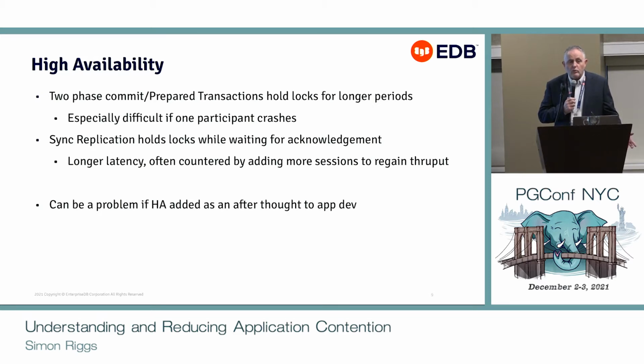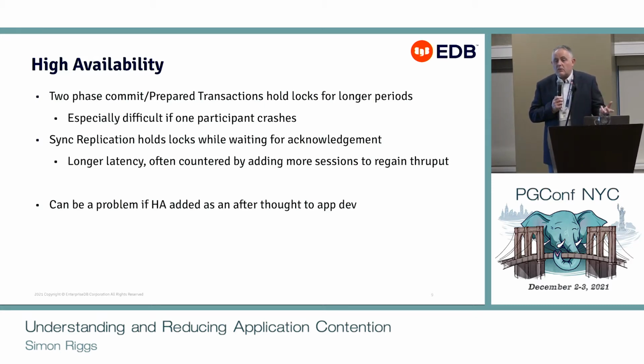Synchronous replication also holds locks while you're waiting for acknowledgement from the remote system, and that will give you significantly longer latency for your transactions, and therefore for the lock waits that would be produced by that. And what you'll find is that typically the system can manage each statement in less than 1 millisecond, but you might easily see 10 to 50 milliseconds of synchronous waiting time. So the actual duration of the lock wait, and therefore the contention, could be 100 times larger as a result. So this can be a problem if HA is added as an afterthought to applications.